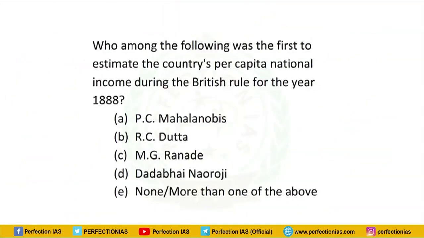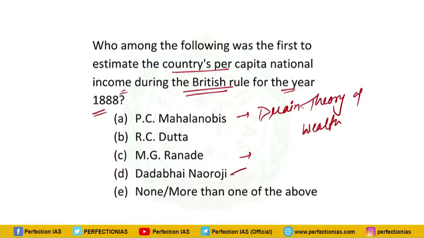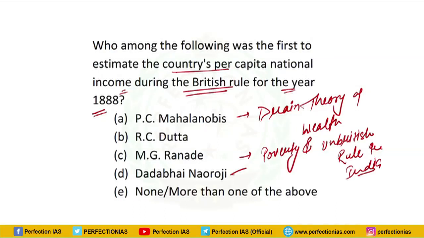Next question is, who among the following was the first to estimate the country's per capita national income during the British period, in the year 1888? The correct answer is Dadabhai Naoroji, or the Grand Old Man of India. He was the first one to estimate India's per capita national income. He also provided the drain theory of wealth, and he is popularly known for his book Poverty and Un-British Rule in India.